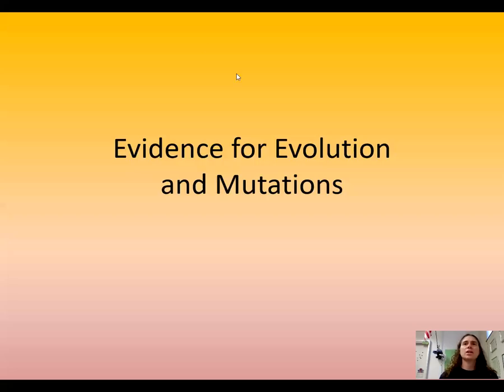Hi, these are notes on evidence for evolution and mutations. So this is going to help give you an idea of how we knew that organisms were related in the past and how we determine that degree of relatedness now, and also the mechanism by which offspring of currently living organisms, so offspring of parents, can end up with changes in their DNA. So we're going to talk all about that.